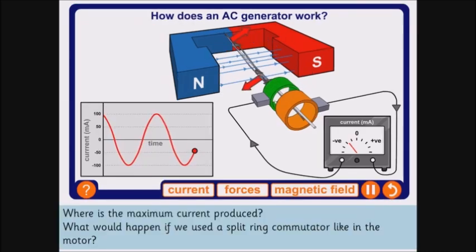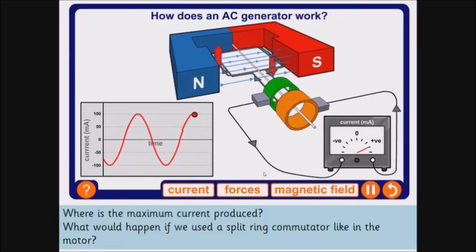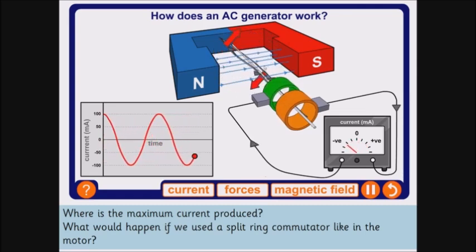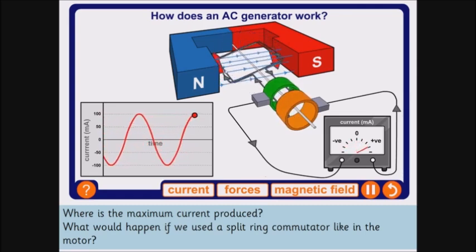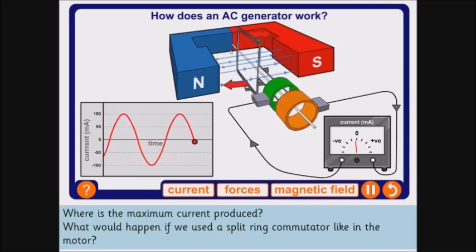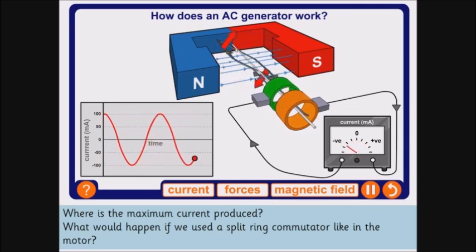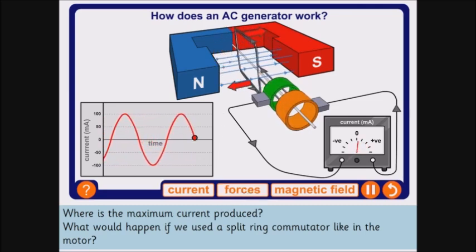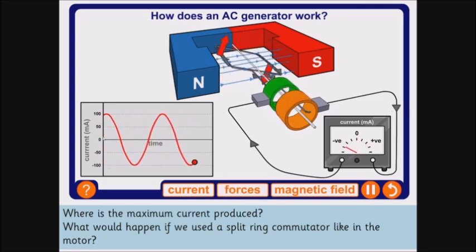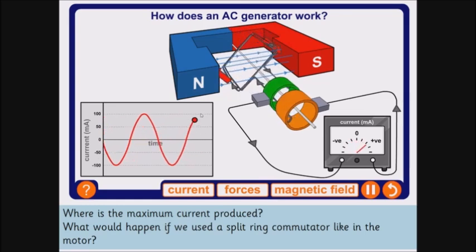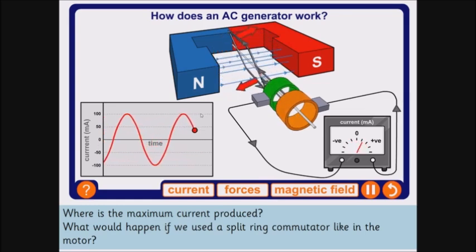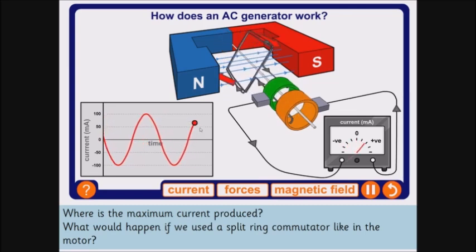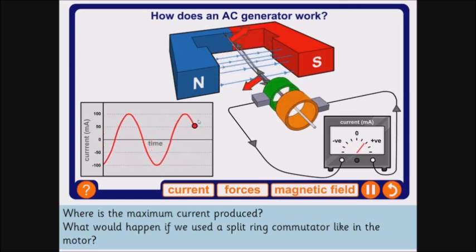But just to see this fully working, you can see now that our coil is rotating, and if you imagine one side of the coil, as it cuts through the magnetic field lines one way, we get a positive current, and then as it cuts through the other way, we get a negative current. And if you look at this graph of current down here, the maximum current is when the coil is horizontal. It's when it's horizontal that it produces the most electricity.